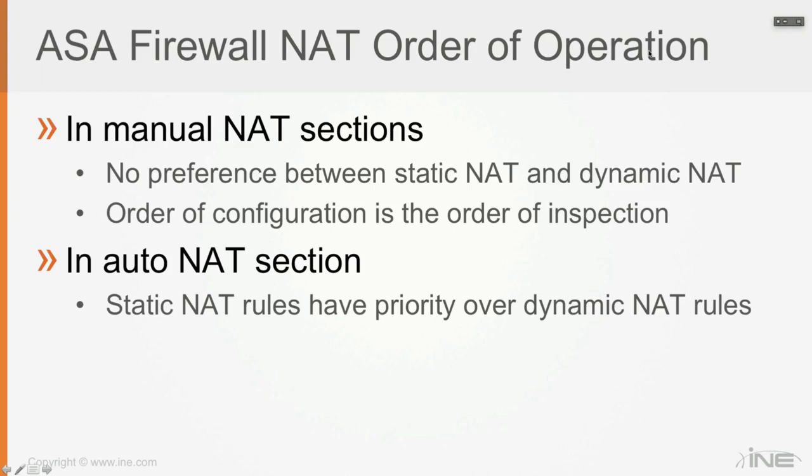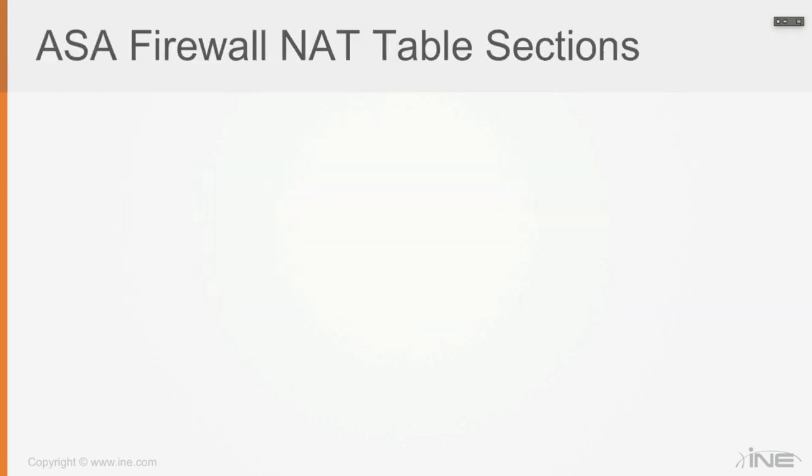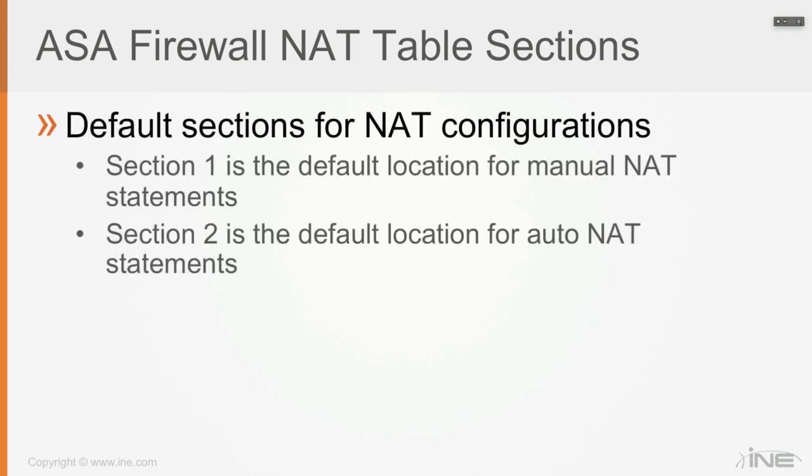It's going to make also hopefully much more sense when we go also to the configuration side. Now, default sections for NAT configurations. So section 1 is the default location for manual NAT statements. So when you configure a manual NAT statement, the ASA is going to by default allocate that into section 1, while section 2 is the default location for AutoNAT statements. So whenever you configure an AutoNAT statement, an object NAT configuration, the ASA is going to add that statement into section number 2.